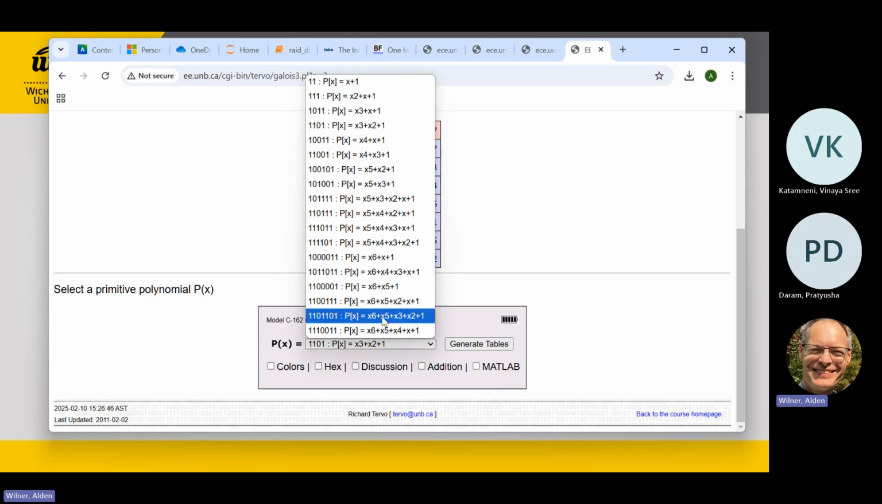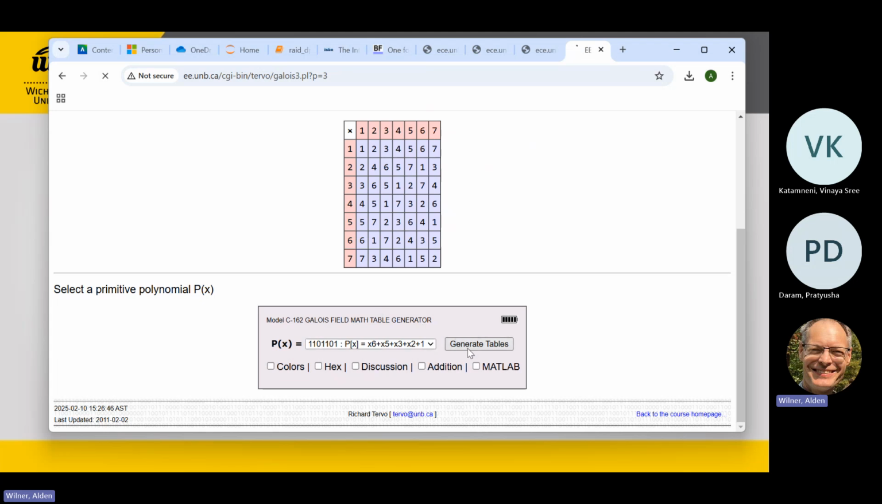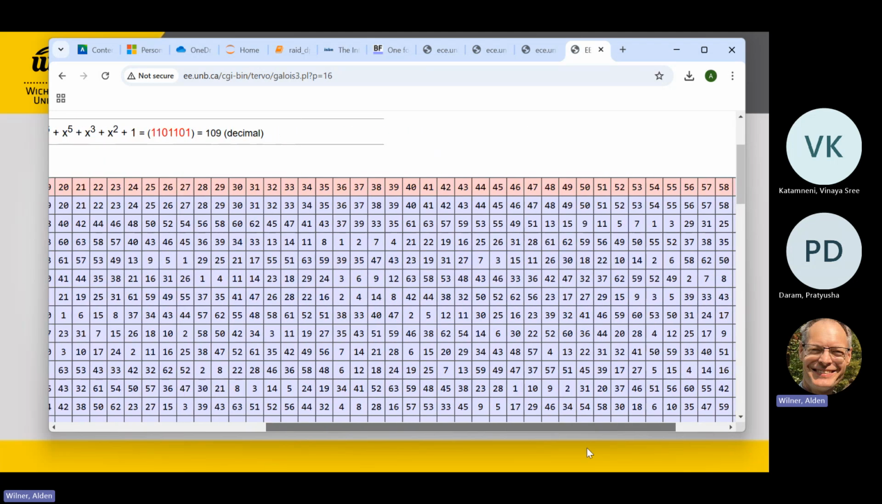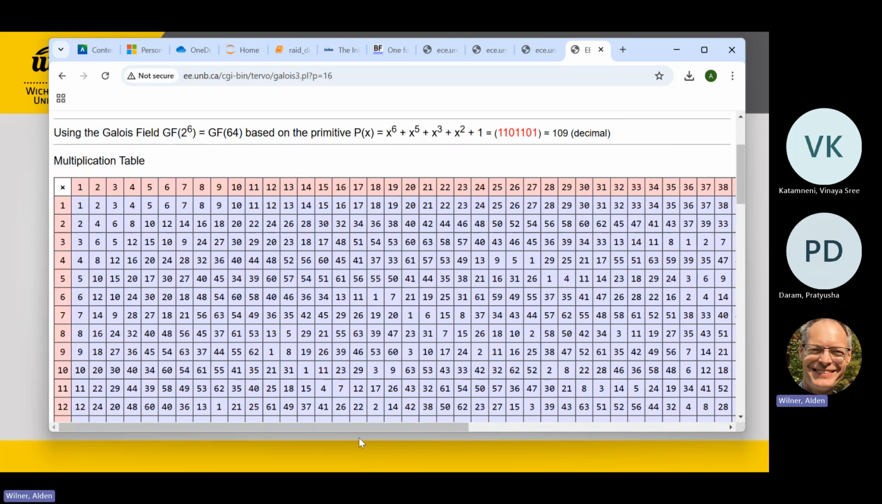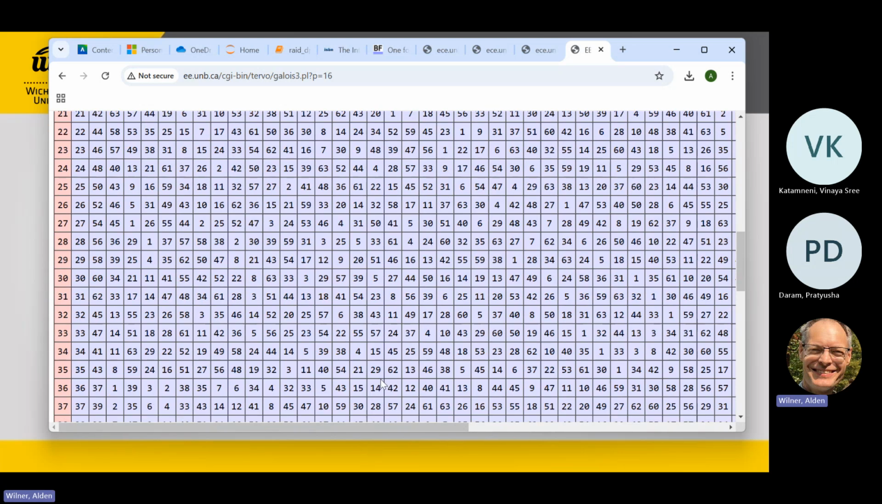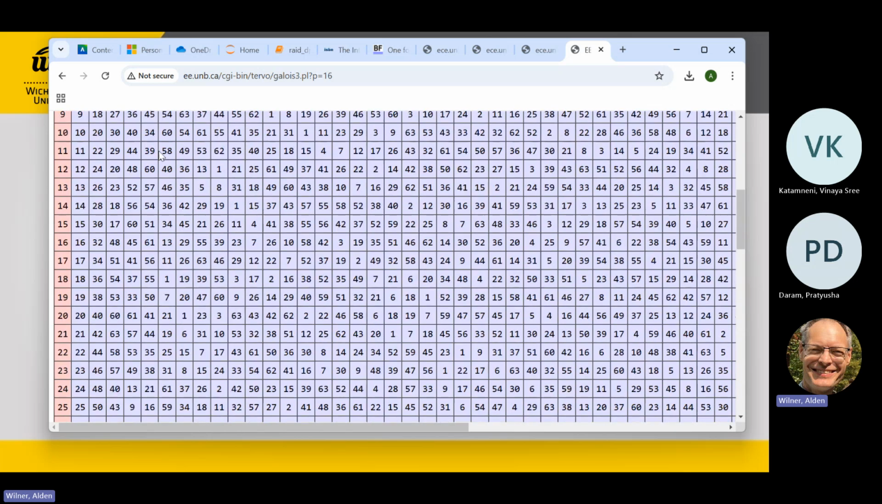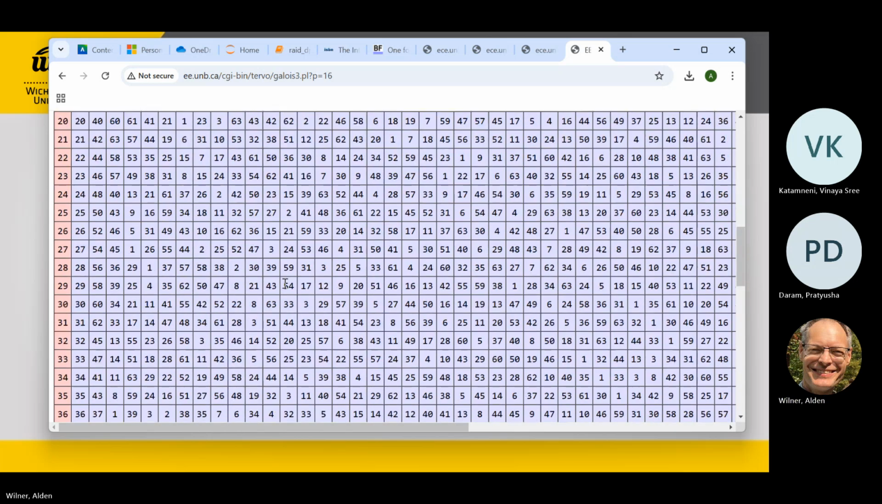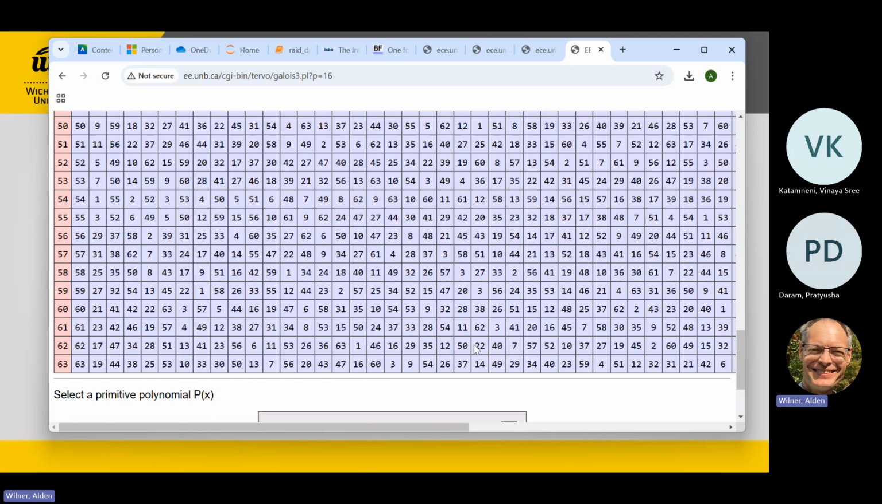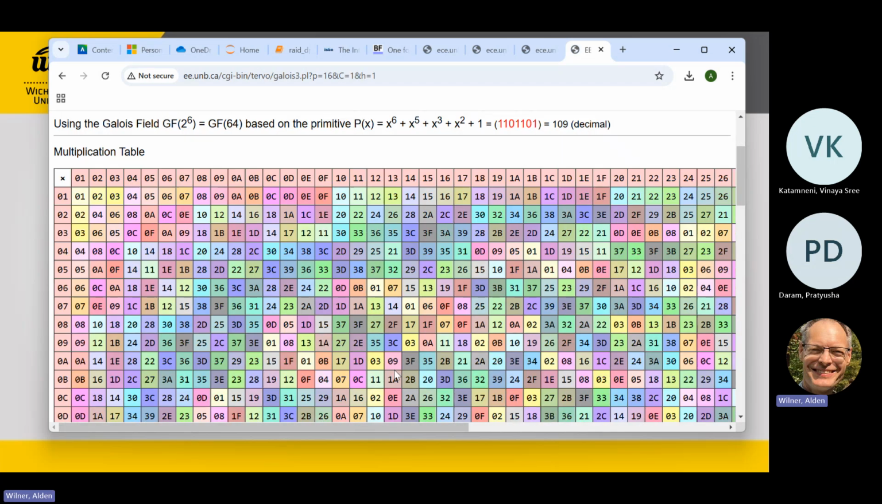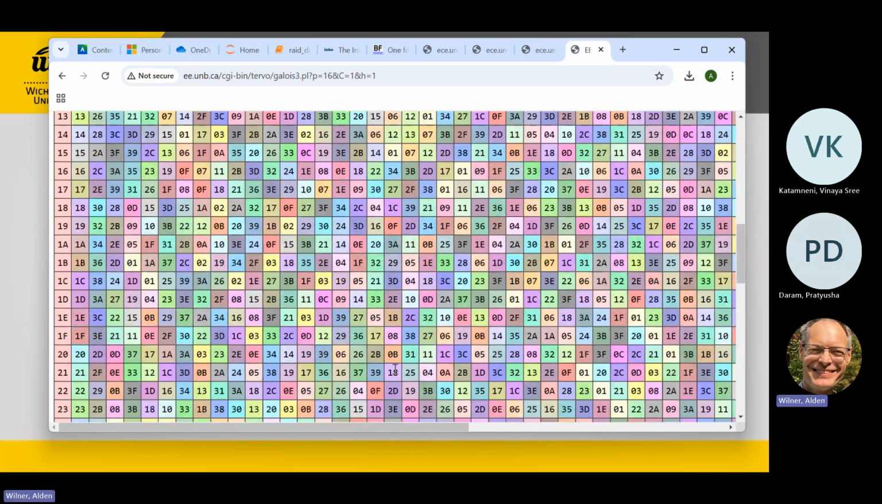If I say to generate one using a big number, x to the 6th, you can see that this is generating a 64 by 64 table, right? And we'll fill that multiplication table all the way out from 1 to 63. And this is, of course, all in decimal. I can tell it to do it in hexadecimal, and I can tell it to make pretty colors. And it'll show me all the different things in there.